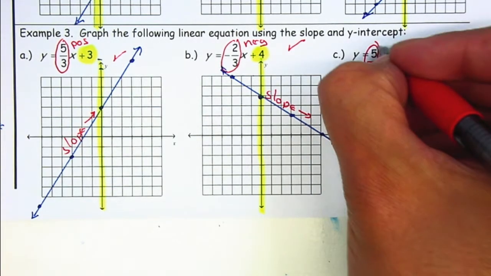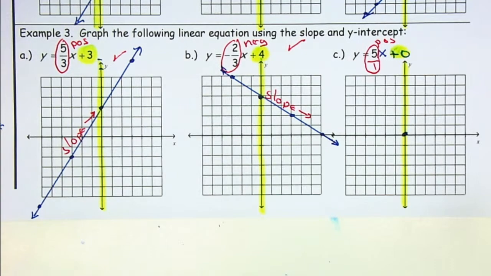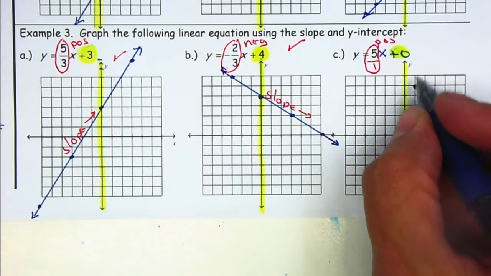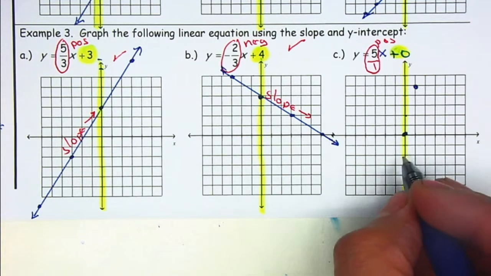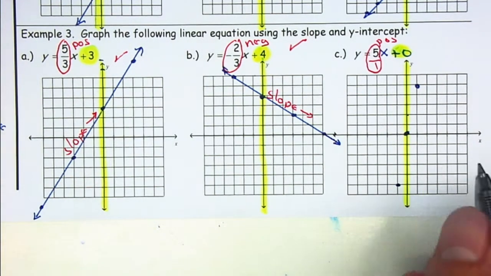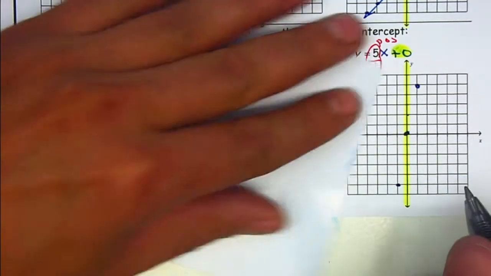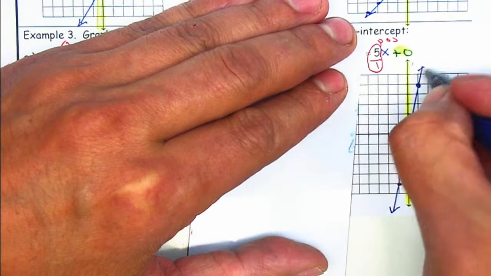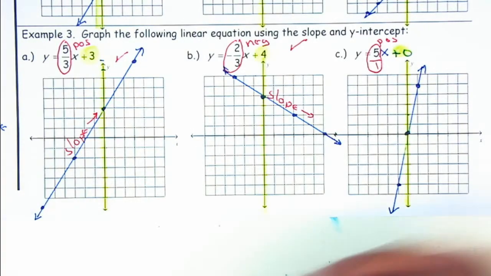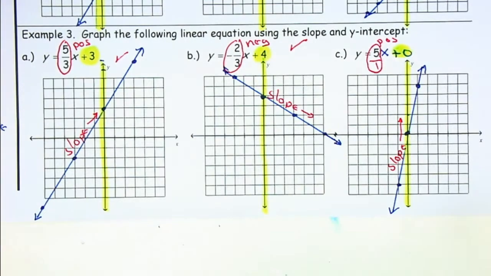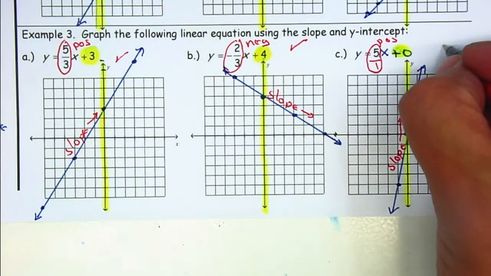That is positive. So that means I'm going to go up 5, 1, 2, 3, 4, 5, and to the right 1. I don't have any more space, but I can go the opposite. Down 5, 1, 2, 3, 4, 5, and to the left. I'm going to go and draw the line all the way through. Arrows on both sides. And I'm going to write the word slope. My slope is positive, and my equation of the line is positive, so it matches.